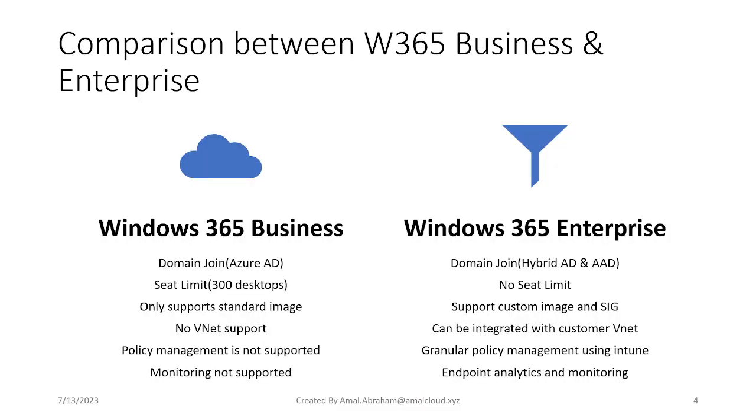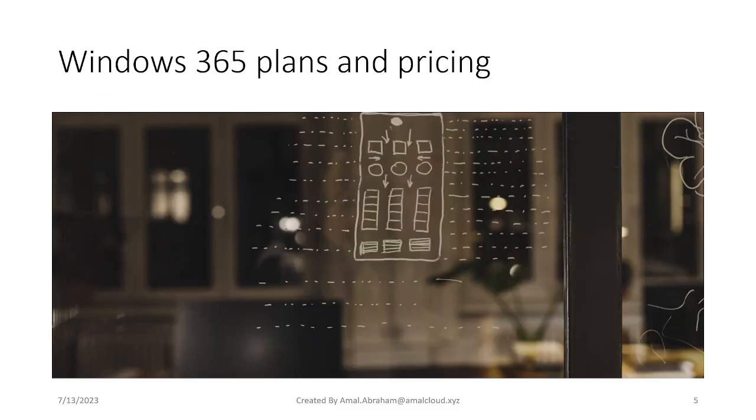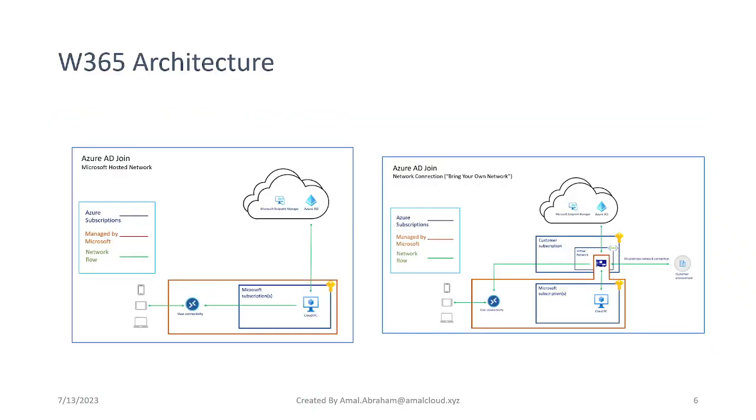So let us go back to our presentation. Windows 365 plans and pricing is what we just saw and I just explained. Now let us talk about the Windows 365 enterprise architecture. So you have technically three scenarios. One is Azure AD join, where you are hosting the entire thing with Microsoft. Then Azure AD join, where you are bringing your own network, and then you have hybrid AD join with bring your own network scenario. You can see in the left diagram, your entire thing is managed by Microsoft, right?